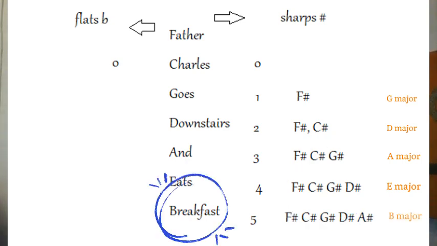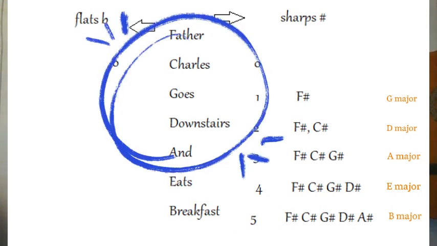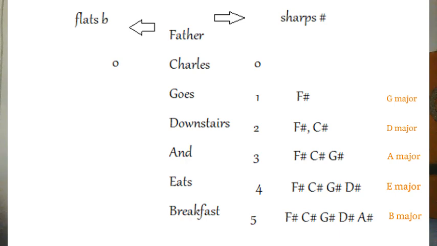Breakfast, or B major, is 5 sharps, father, Charles, goes, down, and, or F sharp, C sharp, G sharp, D sharp, and A sharp. And this is the nicest one to play on the piano because it's all the black notes. So it actually makes it quite easy. It seems like it might be difficult. If you're on the guitar, that's irrelevant. But now you know it's going to be all sharps and bar chords. And then we take a little breath.